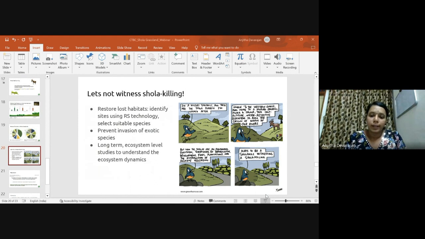So you can see in this cartoon that the Shola grasslands are being destroyed due to various anthropogenic activities. So how can we help in the restoration or the survival of this unique landscape? We have to restore the lost habitats. For that, we have to do scientific studies and identify suitable sites, maybe using remote sensing technologies. And also we have to select suitable species. The species could be different for different areas.